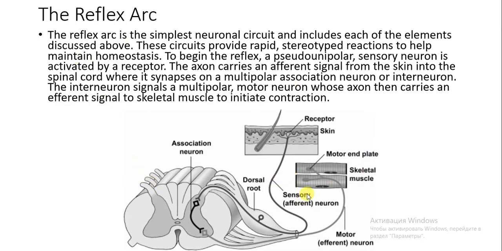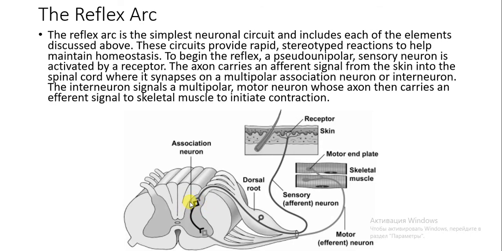In physiology, we discuss the reflex arc. For example, we have receptors on the skin, and you feel something, like pain or heat. It gives a signal to the dorsal root ganglia through the sensory neuron. You remember it's a pseudounipolar neuron present in sensory neurons. The pseudounipolar neuron transmits the signal to the association neuron.